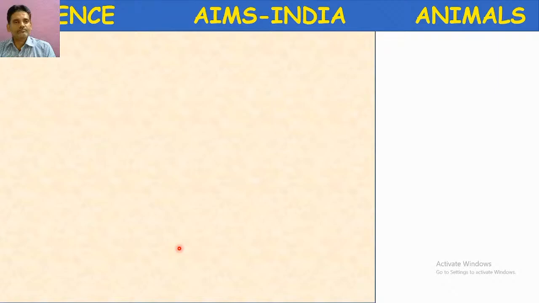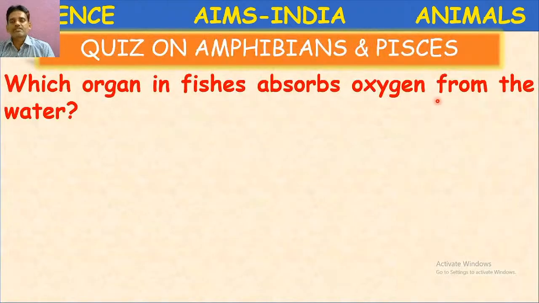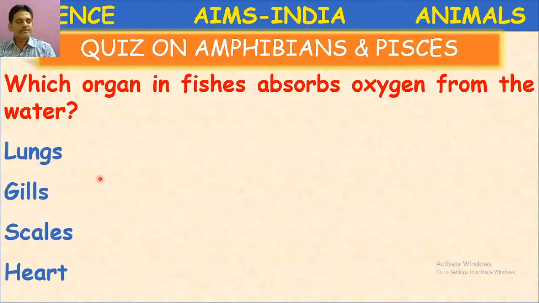which organ in fishes absorbs oxygen from the water? Lungs, gills, scales, heart. So among these, the two options you can find in the fish, gills and scales. What is the correct answer? Here, how do fishes obtain oxygen from the water? With the help of respiratory organ. What is the respiratory organ in the fish? Gills. Fishes respire through gills and absorb the dissolved oxygen present in the water. Okay, children, good.